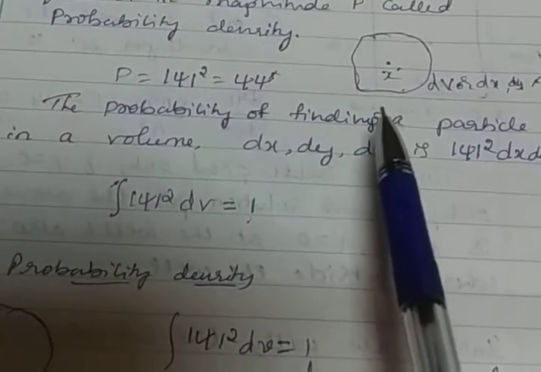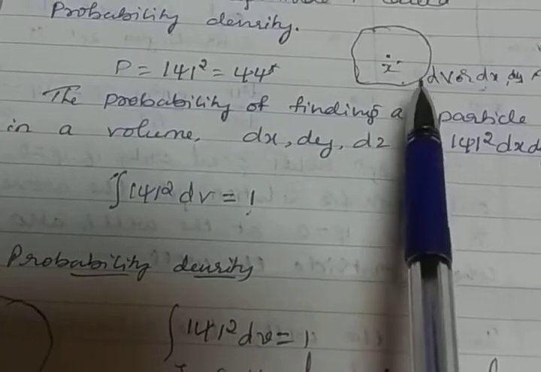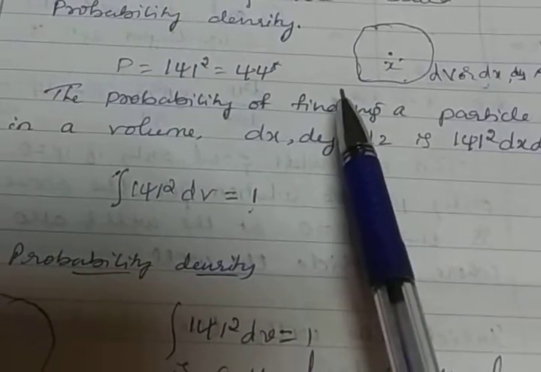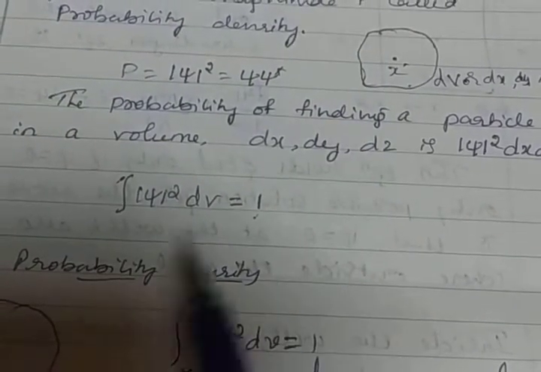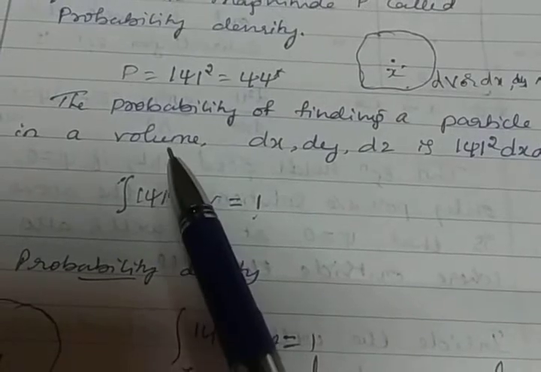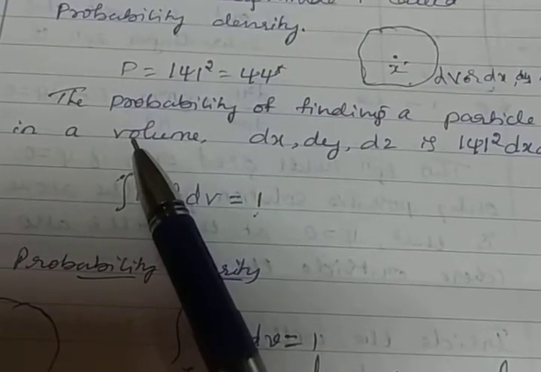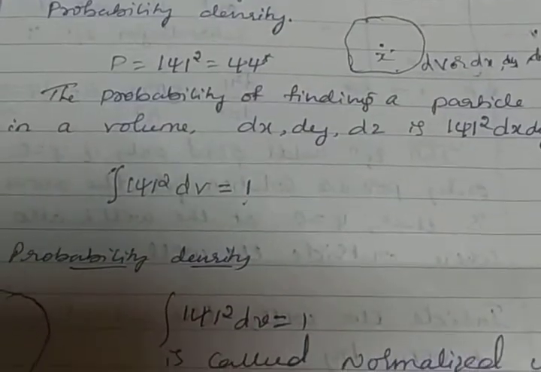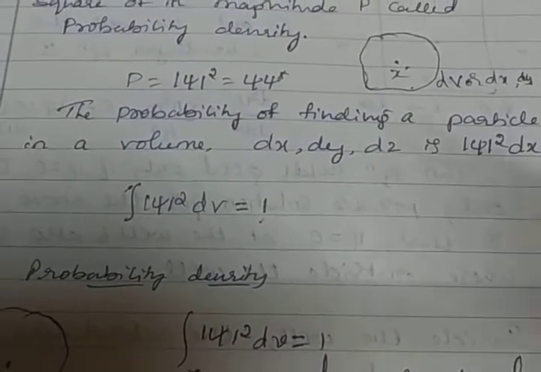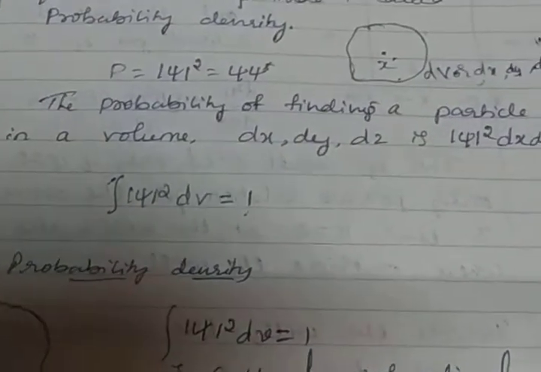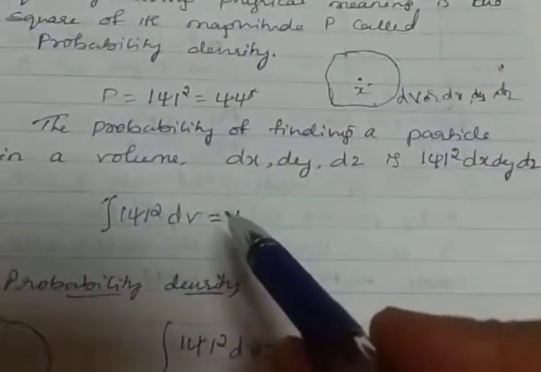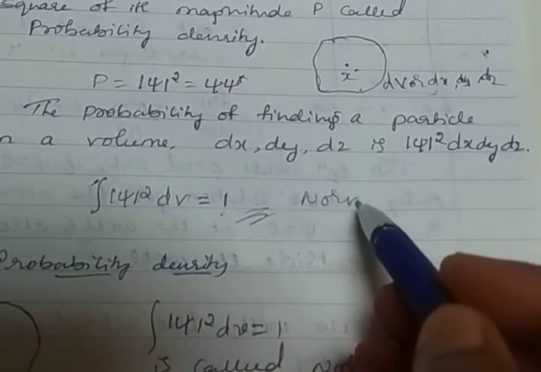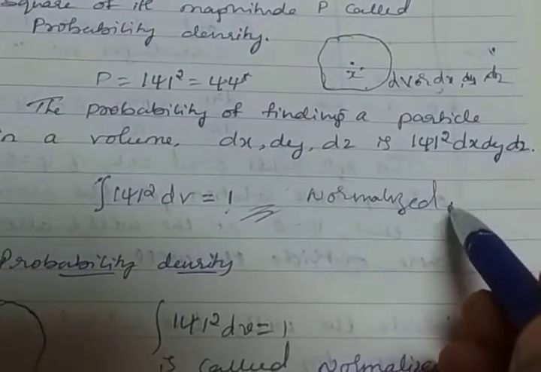Consider a particle present in an unknown location within a region of space of volume V, as shown in the figure. Therefore, the probability of finding the particle in a small element of volume dv is given by this equation. Any wave function satisfying this equation is called a normalized wave function.